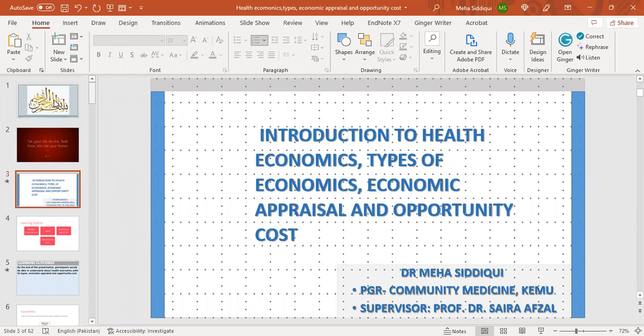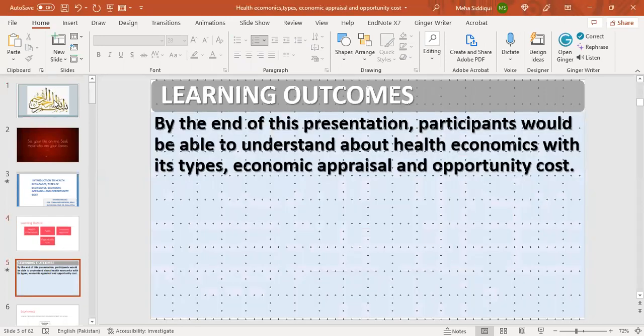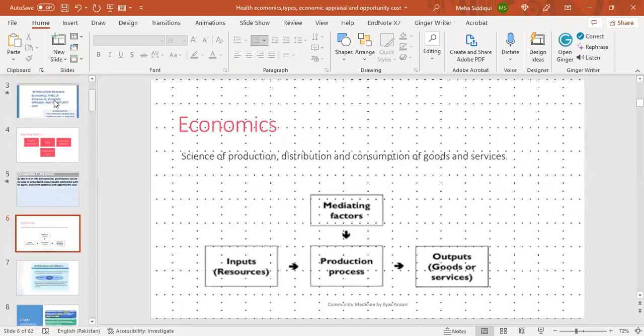Today, the topic of my presentation is Introduction to Health Economics, Types of Economics, Economic Appraisal, and Opportunity Cost. The learning outline of my presentation is health economics, types, economic appraisal, and opportunity cost. Learning outcomes: by the end of this presentation, participants would be able to understand health economics with its types, economic appraisal, and opportunity cost.